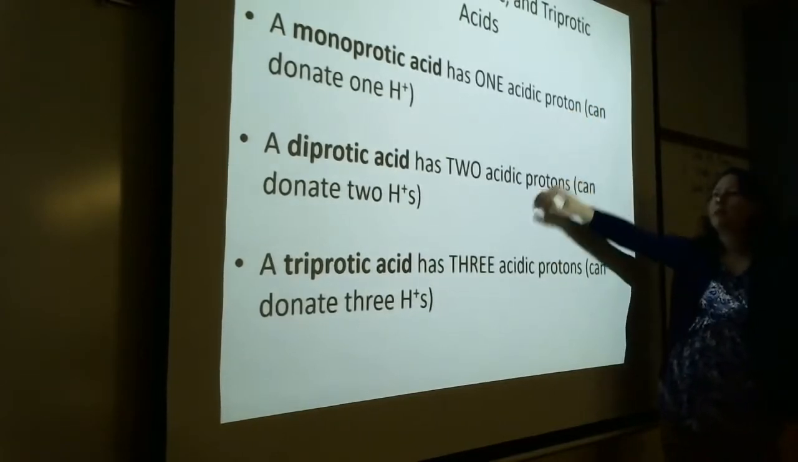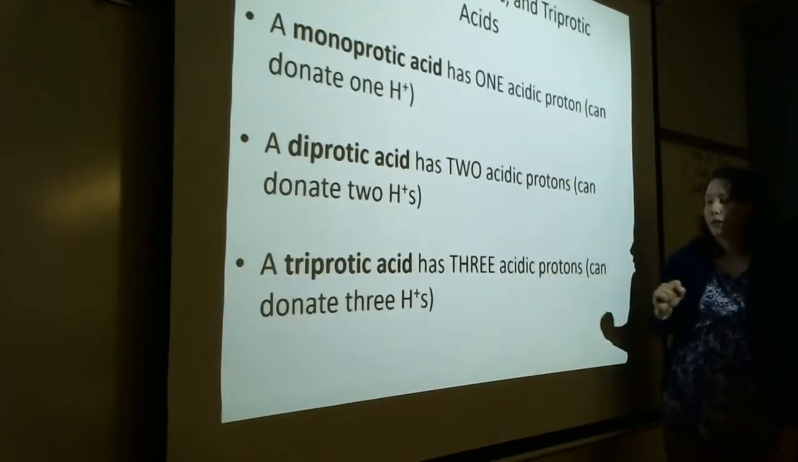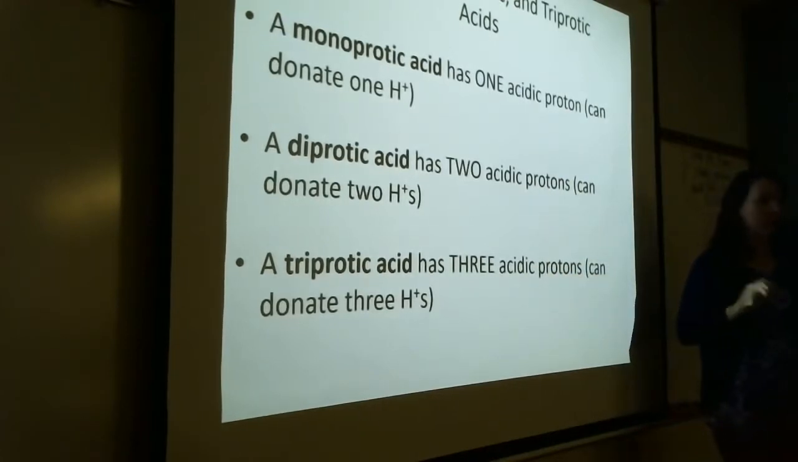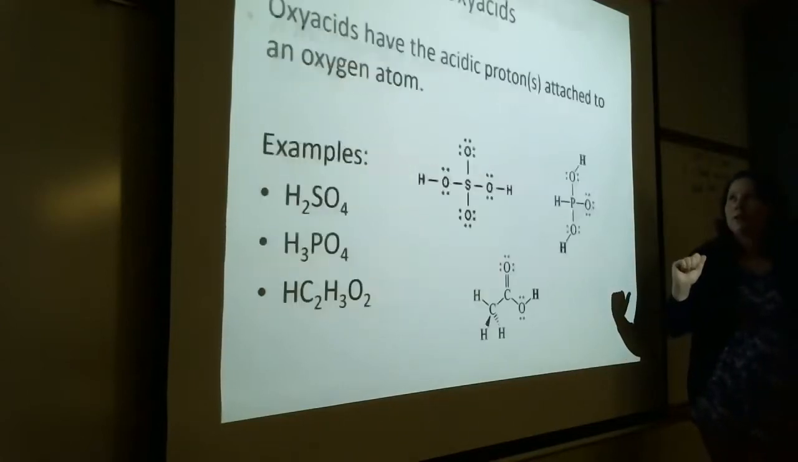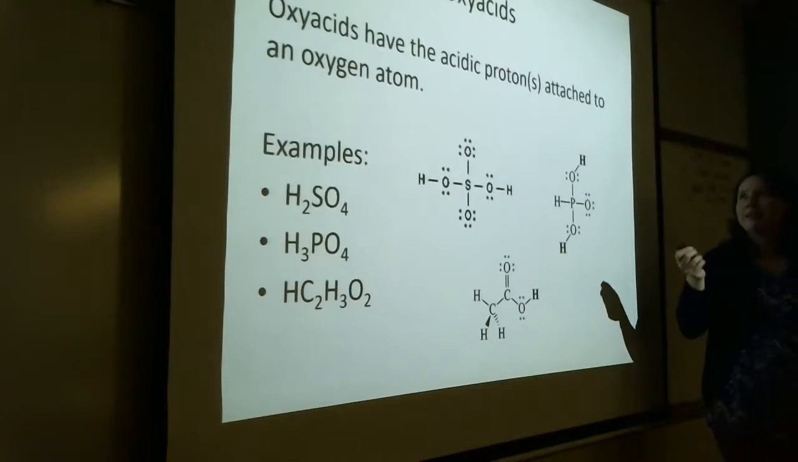Monoprotic, one acidic proton; diprotic, two acidic protons; triprotic, three acidic protons. Okay, so you understand what this vocab means? Everybody good on that terminology? So here are some pictures. Now, oxyacid, don't let that freak you out. It sounds scarier than it is.